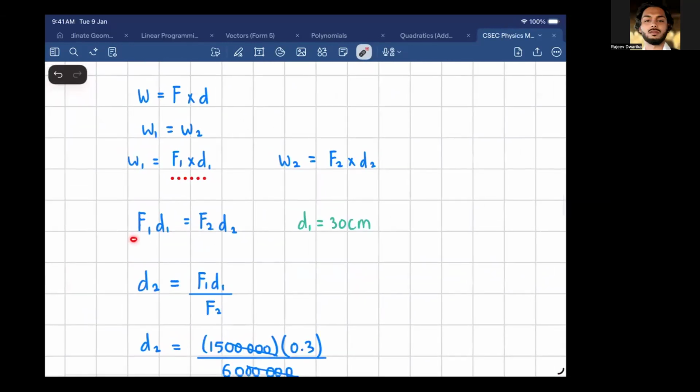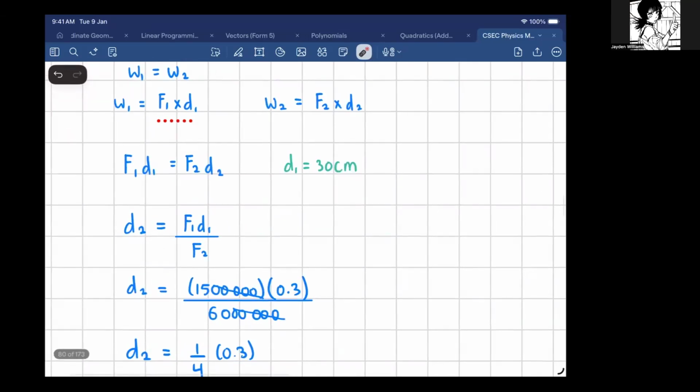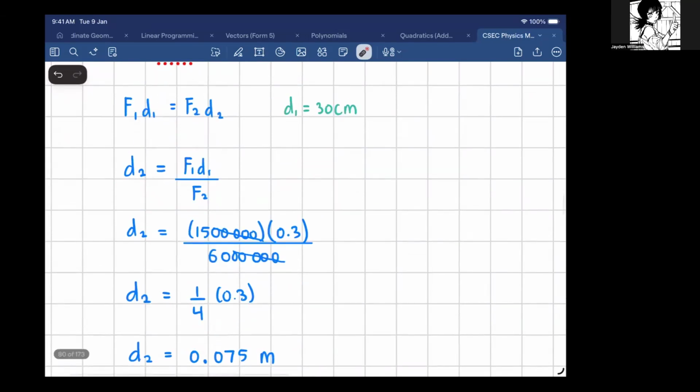So now I can say F1 D1 is equal to F2 D2. Why? Because Jadon, any work done needs to be the same. Yes. Right. It needs to be the same. So that's how I could put this equal to each other. Now, I told you that D1 is equal to 30. So we want to find D2. To find D2, I'll divide by F2 on both sides. So D2 is equal to F1 D1 all over F2.